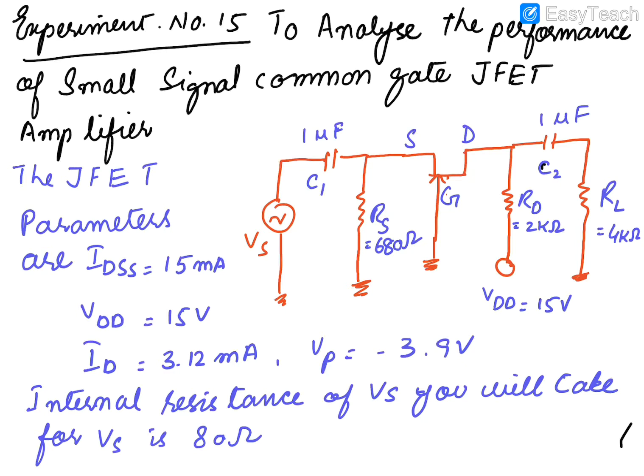The internal resistance of Vs you will take is 80 ohms. You don't have to connect an 80 ohm resistance here because you will automatically consider the internal resistance of Vs as 80 ohms. This is basically the internal resistance of the source you will connect in Multisim.